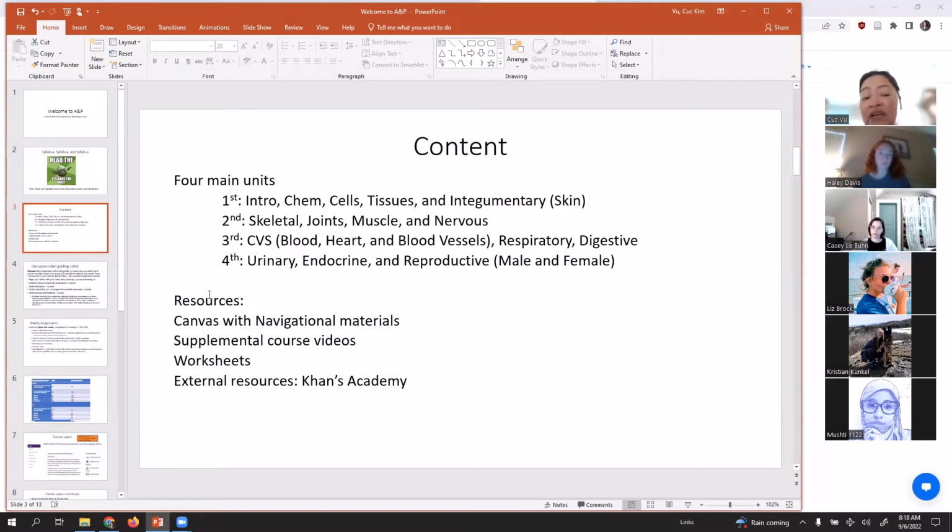And then there's a lot of external resources. One that I found is very reliable is Khan Academy. If you find any external resources that you think might be helpful for you and the rest of the class, please share them with me, and then I'll share them with the rest of the class. Okay, questions?